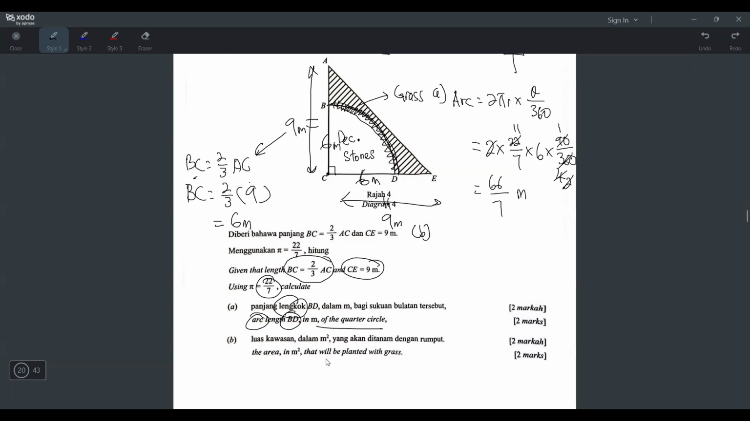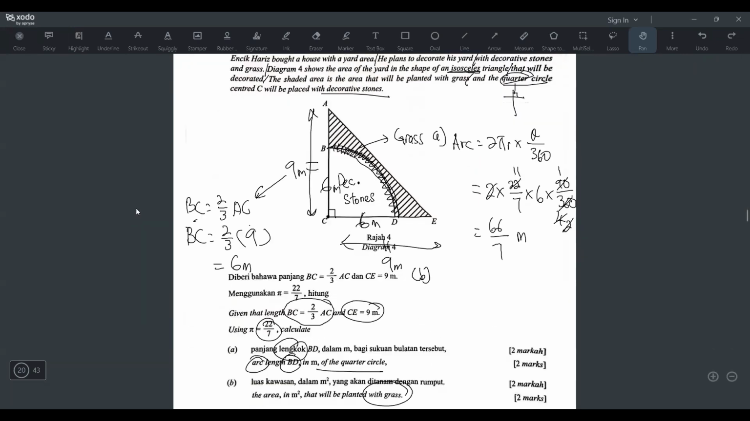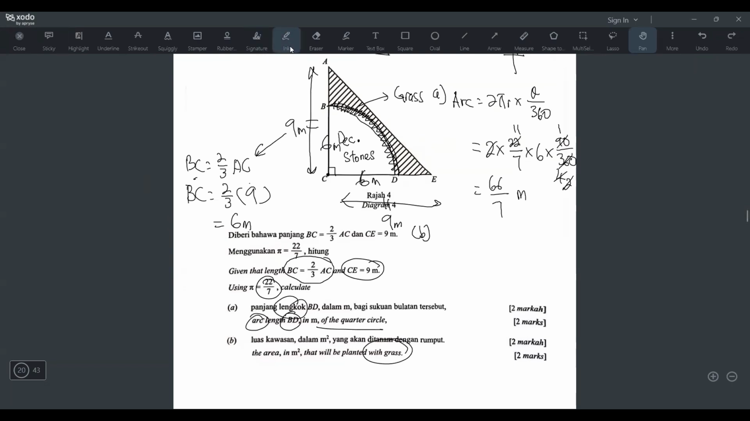Okay, soalan B. Area in meter square that will be planted with grass. It means dia nak cari luas kawasan lorek lah. Yeah, the area of shaded region. And the reason I know this is because I label nicely already. Imagine if I tak label grass sini, then I have to read the whole thing again to baca again and then tengok siapa grass. So janganlah macam tu. Always label. Bila dia bagi tahu, always label.